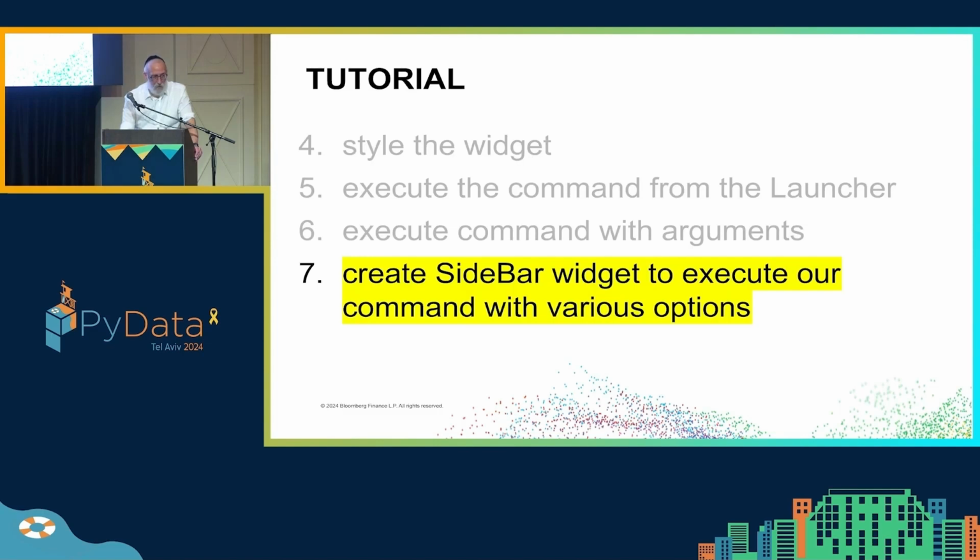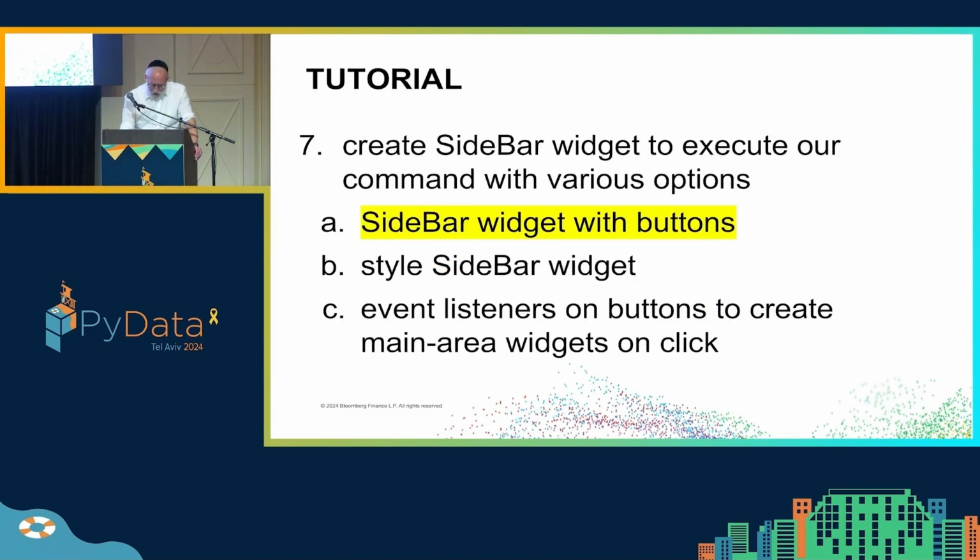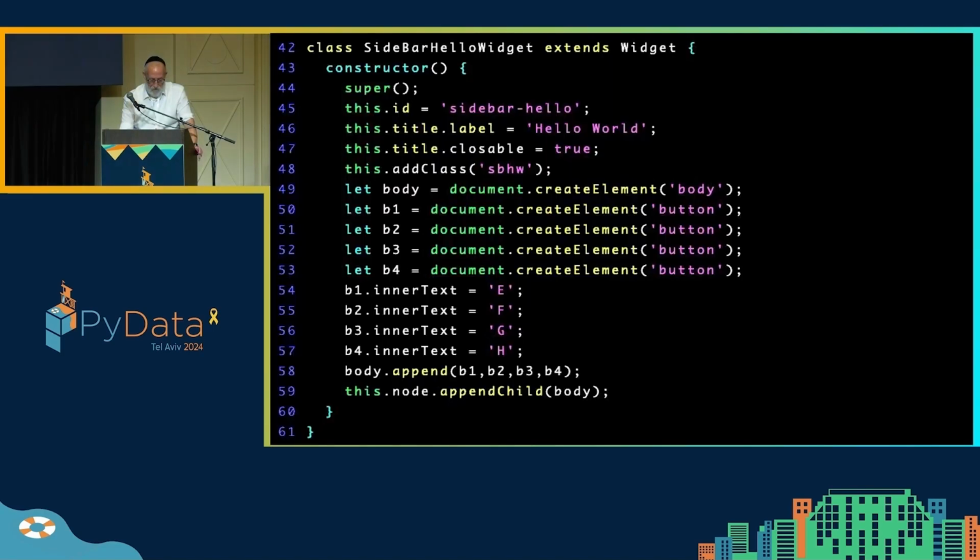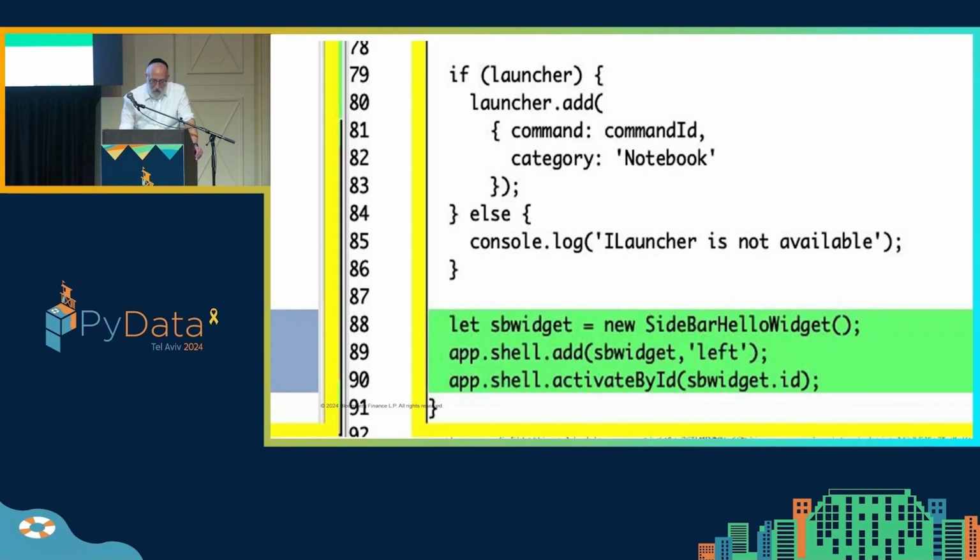And finally, to create a sidebar widget, I'm going to skip over most of this. Most of this part is not JupyterLab specific. It's just continuing the code. This is what the sidebar widget looks like, very similar to the other one. We set various things. I'm going to create the buttons. I'm doing a different class because I want to style it differently. And here where I instantiated it at the bottom of the activate function, notice when I'm calling app.shell.add, I'm saying left. I want it to go on the left side.